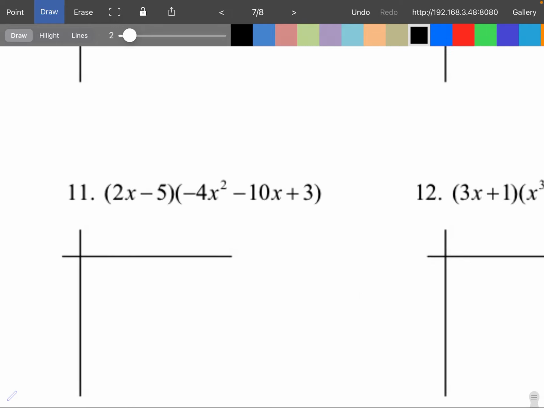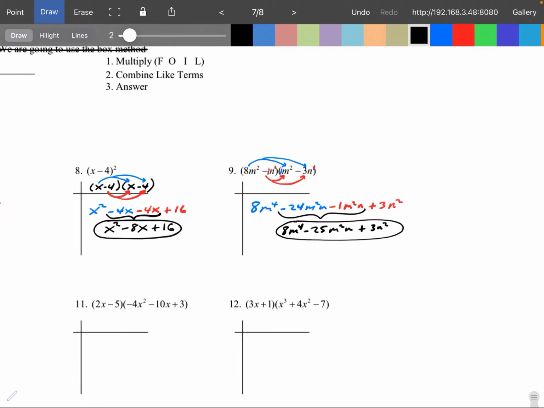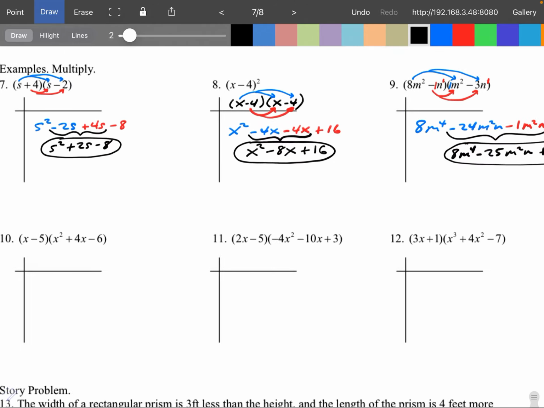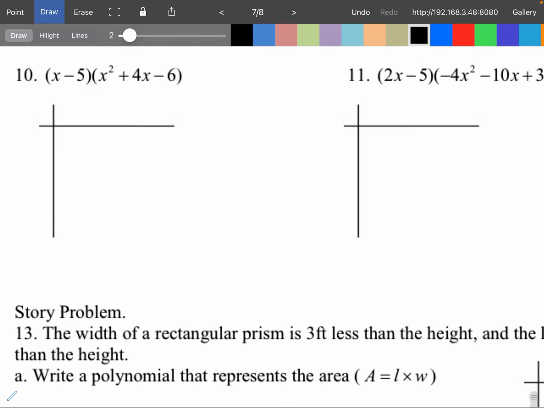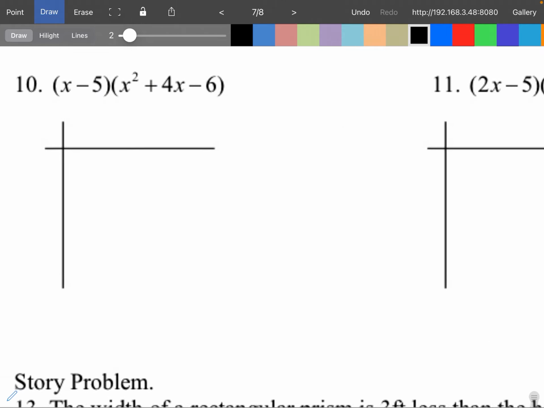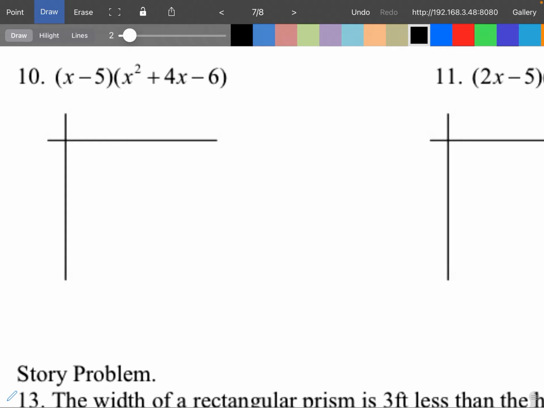All right, so number 10. All right, there's 10. So on 10, the only difference is we got a binomial times a trinomial. I think we'll do 10 and 11. We can skip 12 because basically it's the same thing. So we got a binomial times a trinomial.